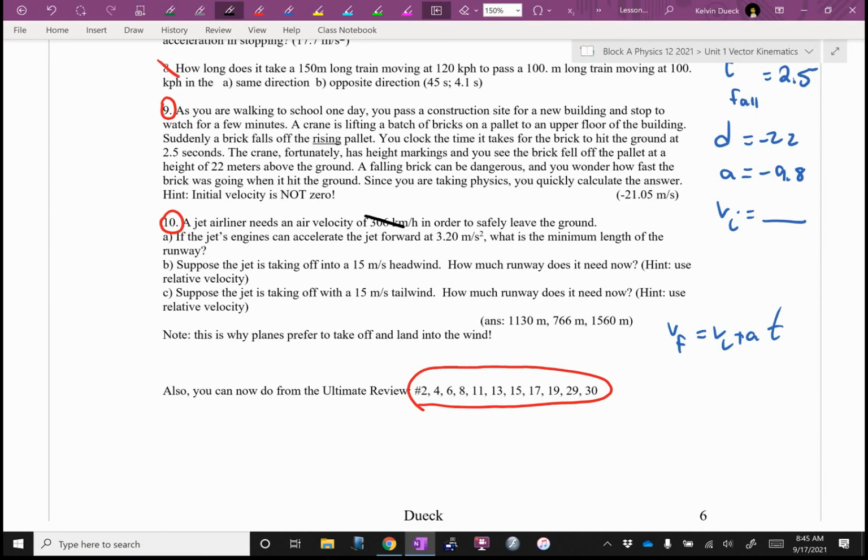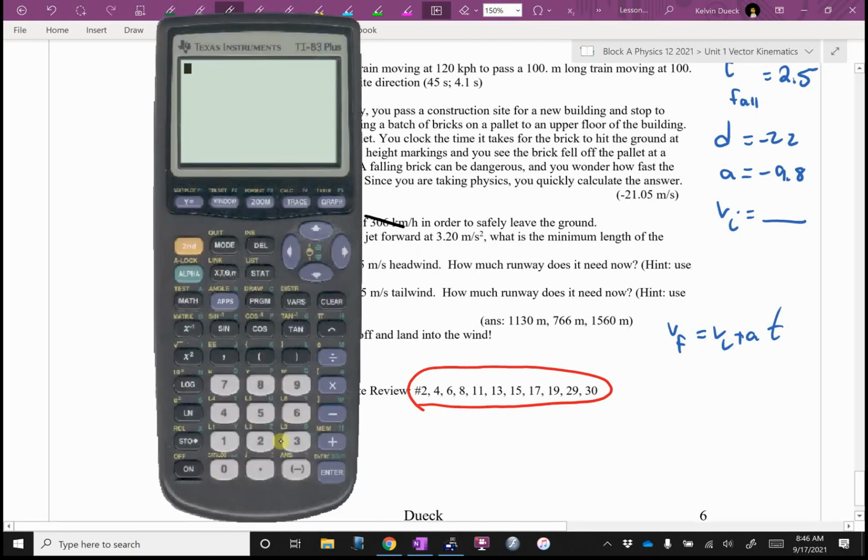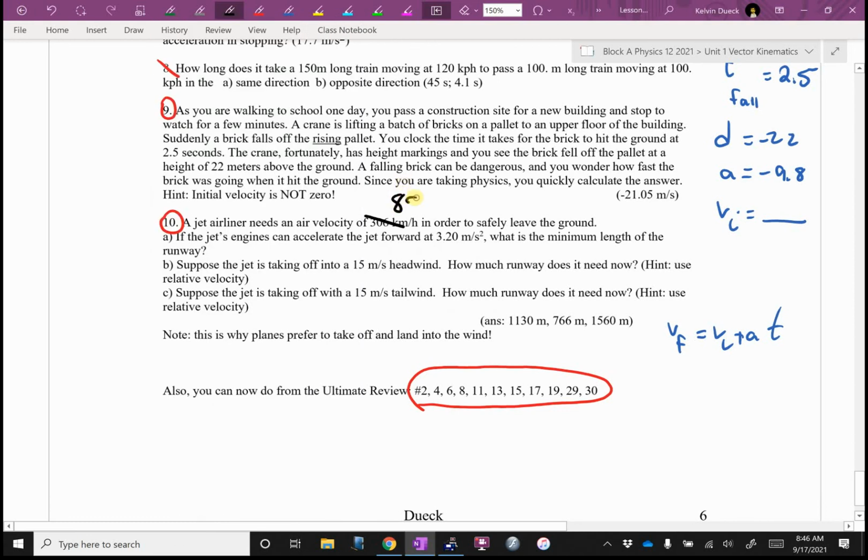We did unit conversion last year. I'm not going to retest you on that. But in the homework, once in a while, just to jog your memory, I'll make you do a little unit conversion. So 306 divided by 3.6 is 85 meters per second. And then I'll let you think about the rest of it.